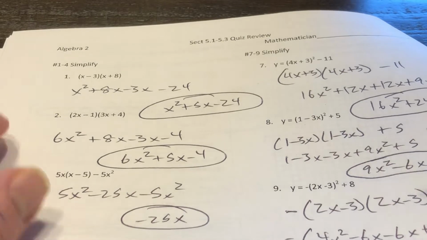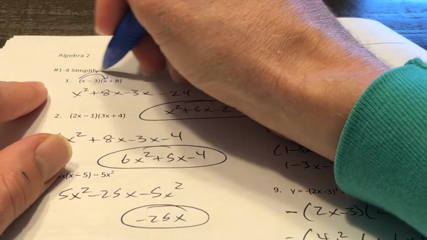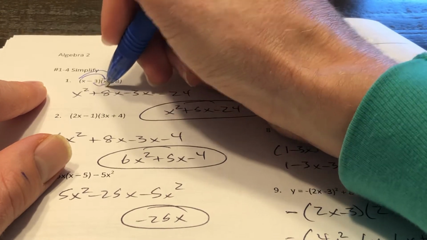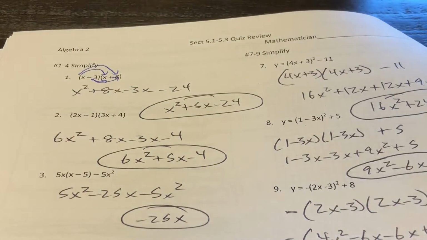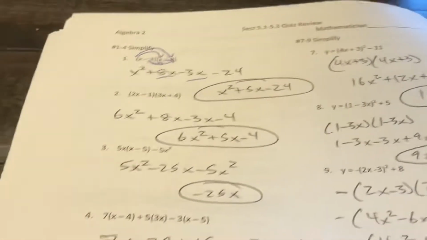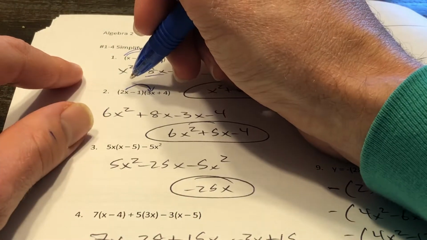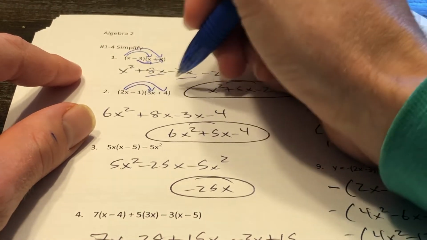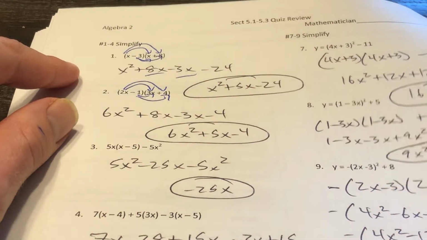All right, this is your traditional first, outer, inner, last. x times x is x squared plus 8x minus 3x minus 24. Again, we're multiplying. Combine like terms, you got a 5x in the middle. Then the next one: there's a 6x squared, plus 8x, minus 3x, minus 4.